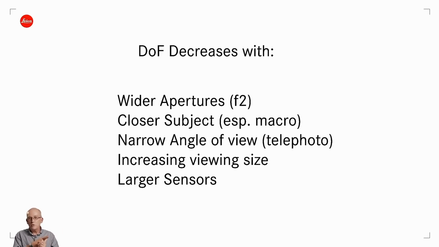Conversely, depth of field decreases basically with the opposite. Wider apertures, f2, something like that, closer subjects, and it very strongly decreases with close subjects. Narrow angle of view, telephoto, increasing viewing size. As your prints get bigger, your depth of field reduces, and larger sensors. Okay.